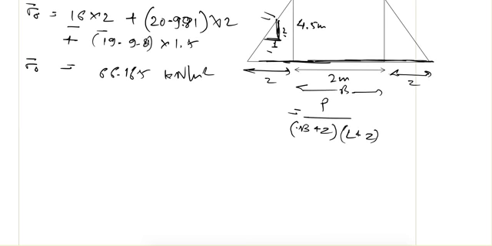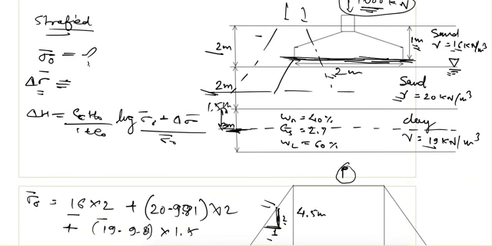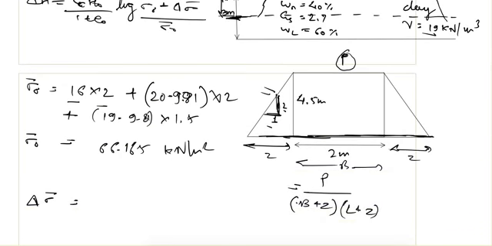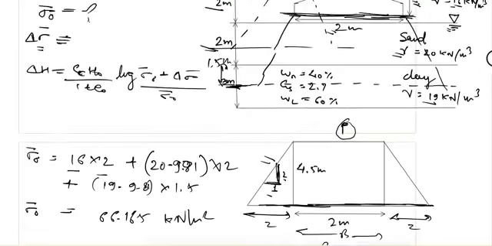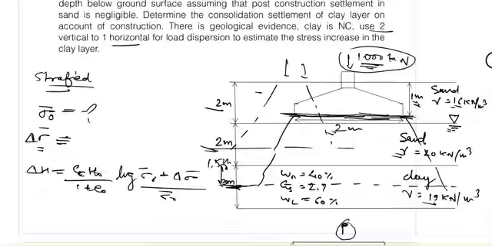And now we want to find the delta sigma, that is the increase in effective stress. We have been given the load 1000 at this level. So the 1000 kilonewton load is being applied, let's say, at the base of this footing. From here we want to find this dispersion. This dispersion will be something like this, that's what I have shown here. So we have to use the two vertical to 1 horizontal rate.